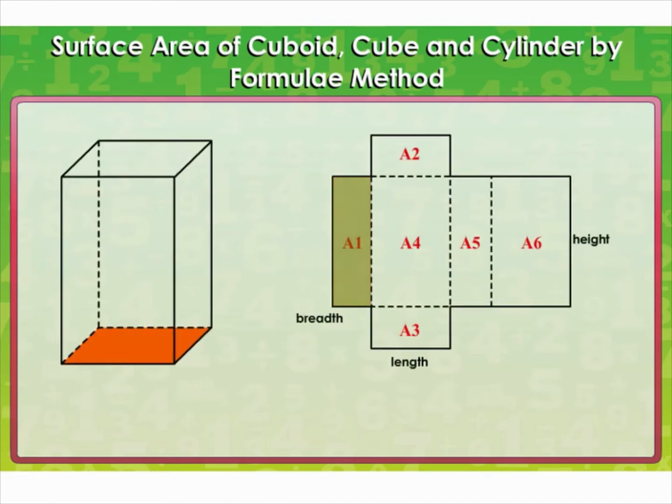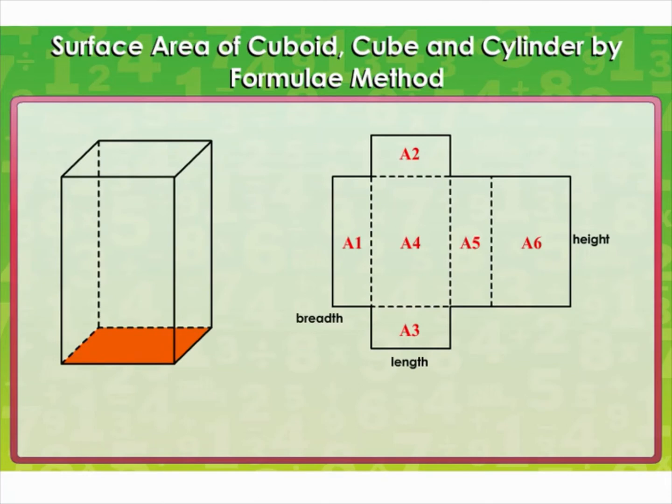We know that every cuboid can be divided into 6 rectangles. The area of each rectangle is equal to the product of its dimensions. Let the area of a rectangle be A1 equal to B into H. Let the area of rectangle A2 be equal to L into B.